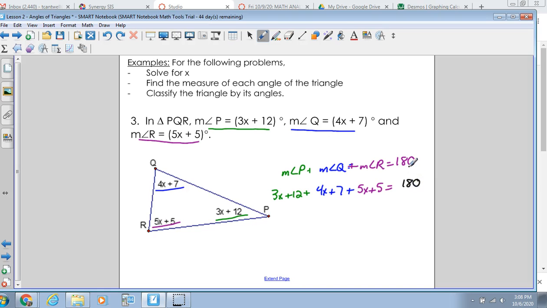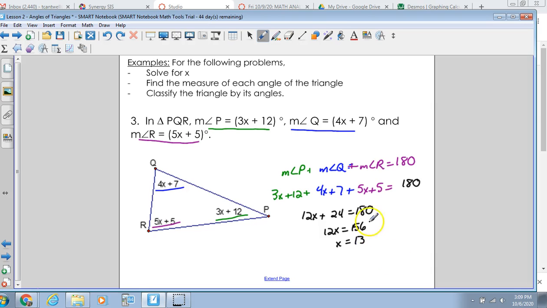So I am going to solve this one using a little bit of algebra, and then I'm also going to use Desmos for it. When we combine our like terms, 3x's plus 4x's plus 5x's gives us 12x's. And when we combine 12 and 7 and 5, we get 24. 12x plus 24 equals 180. And when we subtract that 24, we get 12x equals 156. We divide by 12, then we get x equals 13.